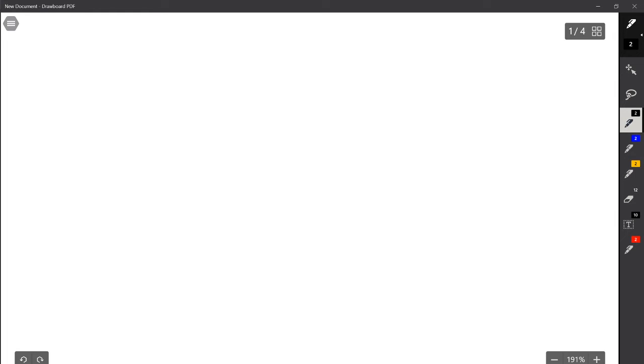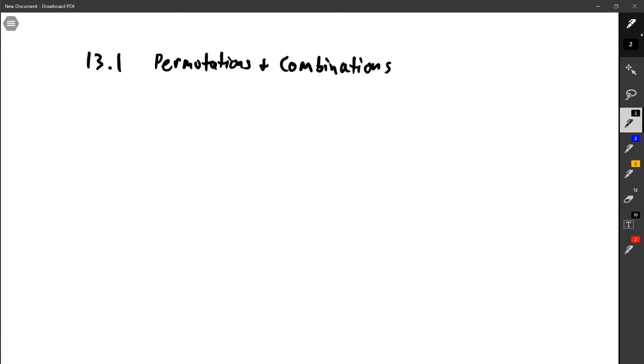And so we're in chapter 13, lesson 13.1. And I believe the lesson is called Permutations and Combinations. A permutation is essentially how many ways can you arrange things. And then a combination is how many different groups of things can you form. That'll make more sense in a moment.